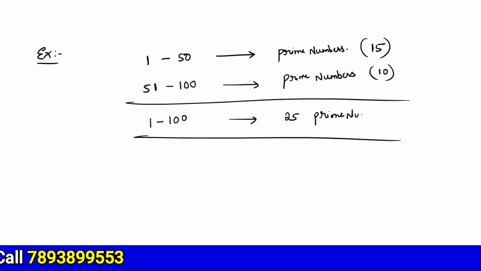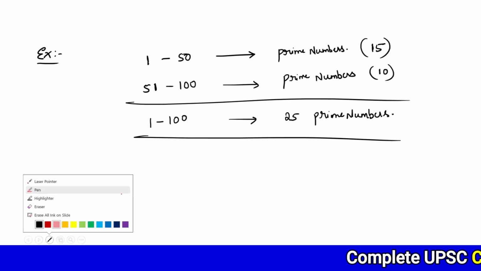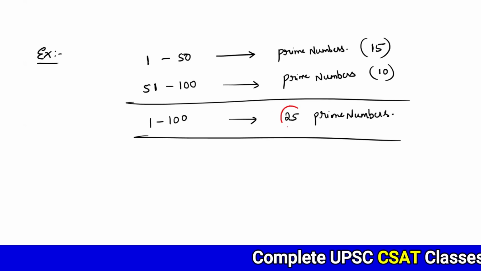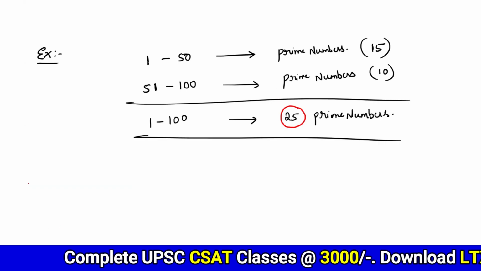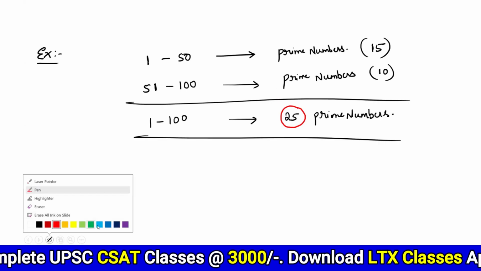So please remember this point. From 1 to 100, you will have 25 prime numbers. This is very important. Next, the second question.